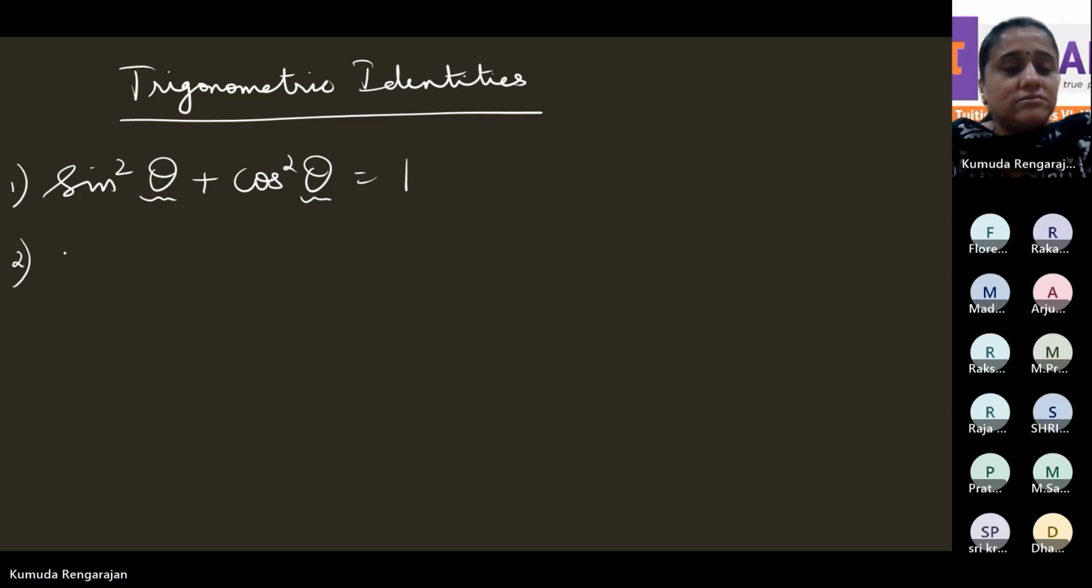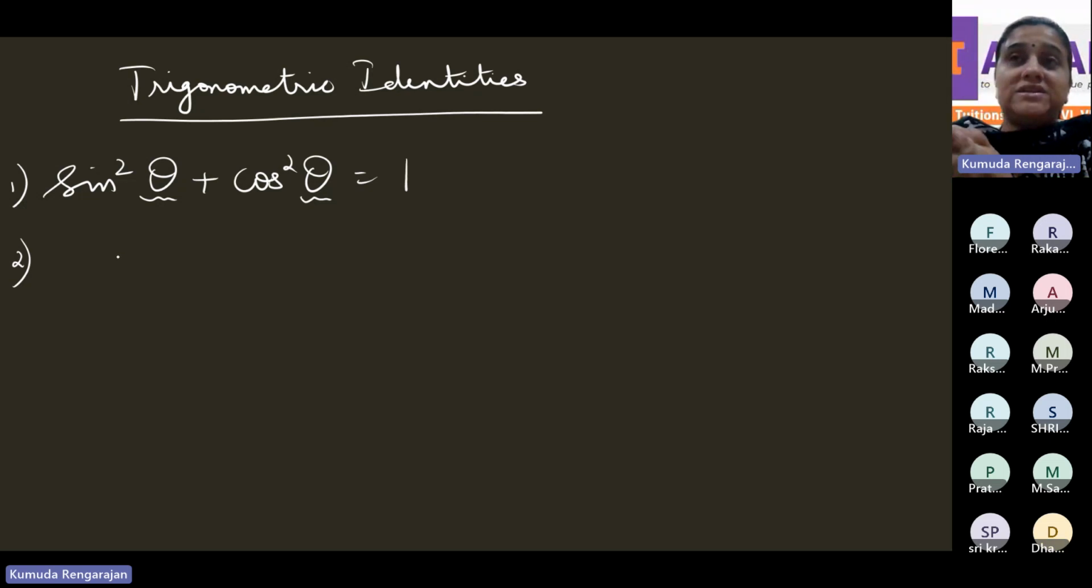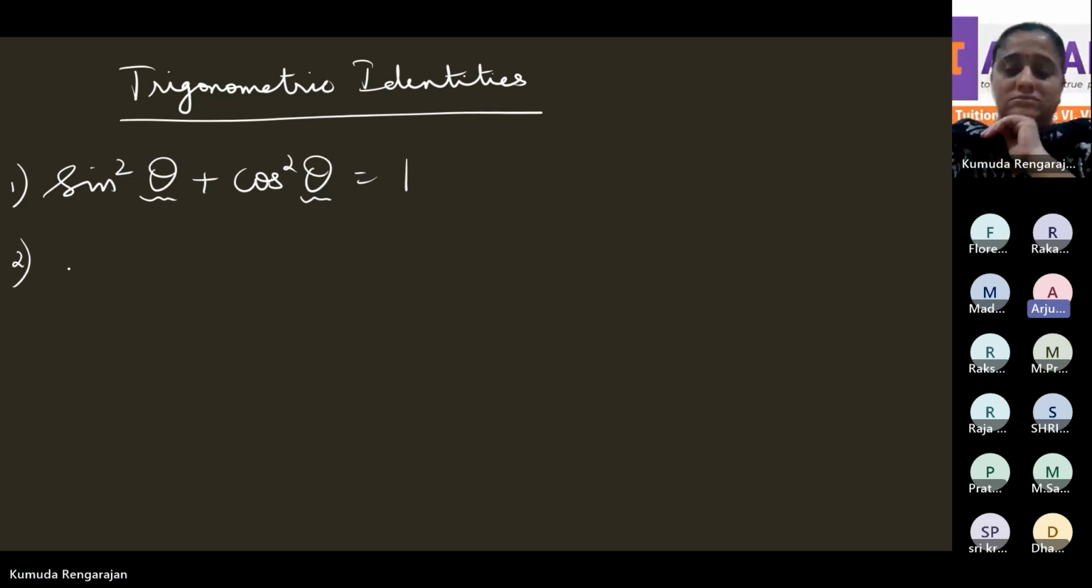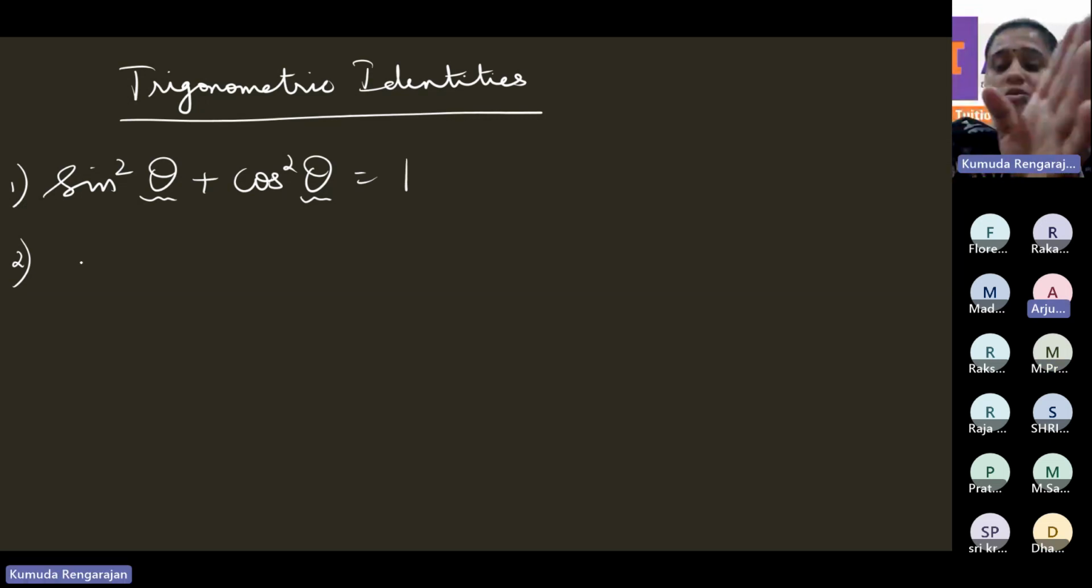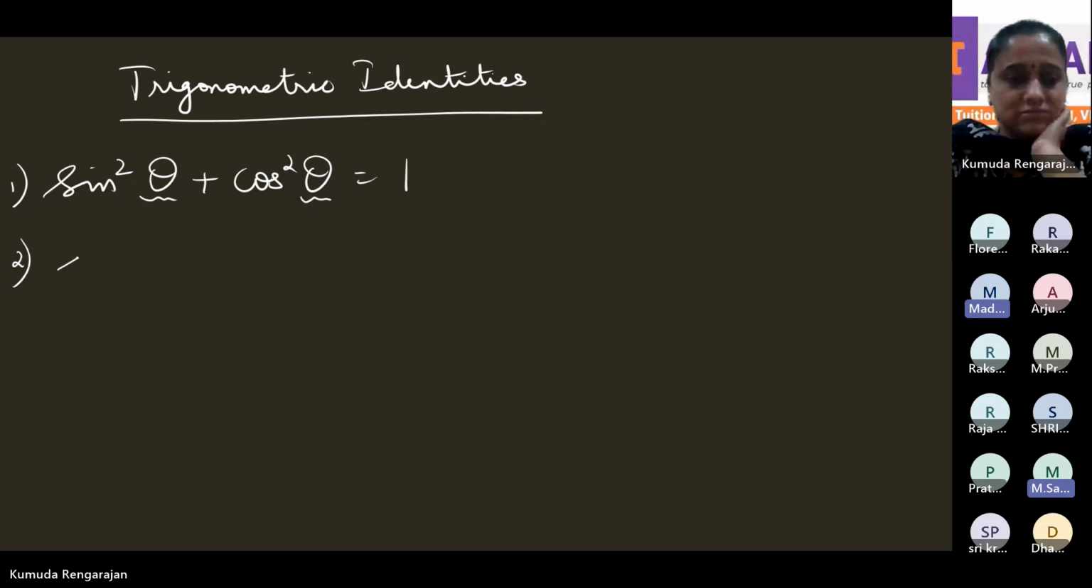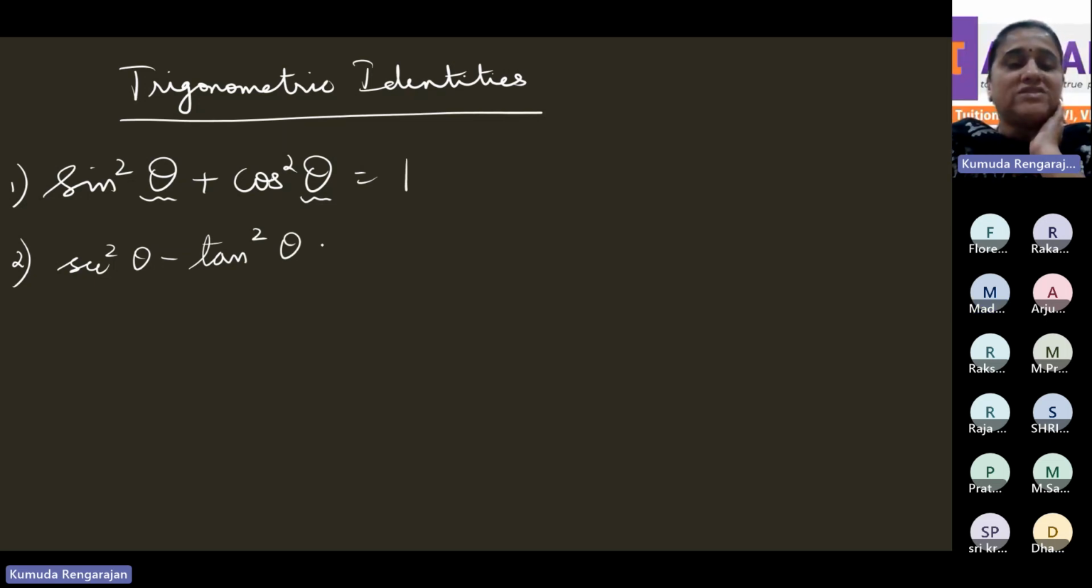Then, tan square theta minus secant square theta is minus 1. You work on what Sashank said. Don't tell me the next one. Sashank started something: secant square theta minus tan square theta is 1.